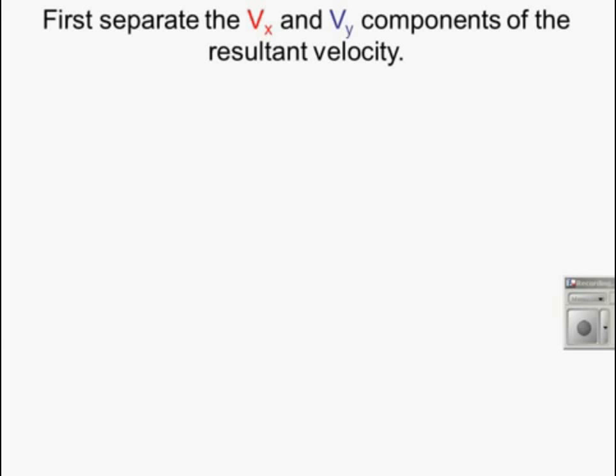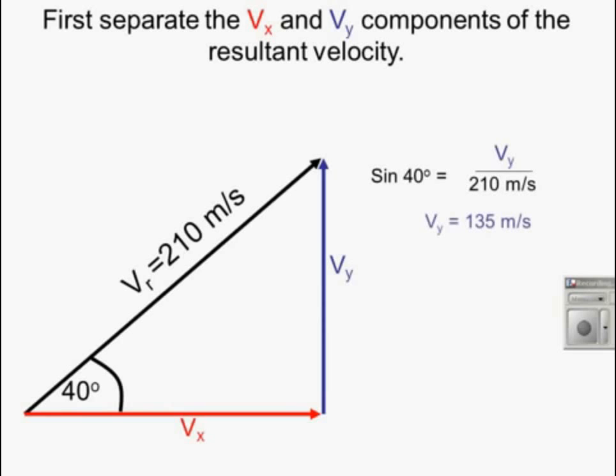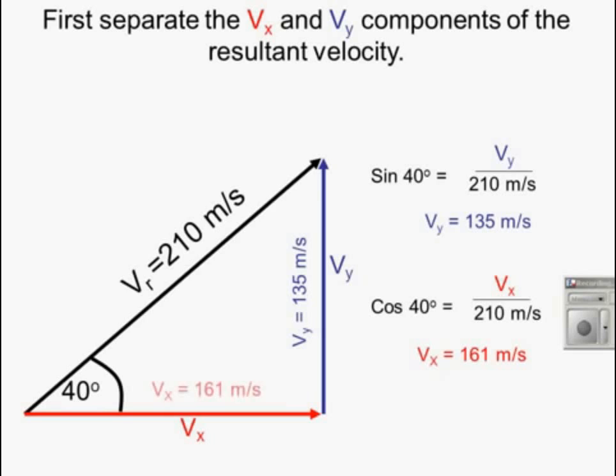First, we have to separate them into their components. So I redraw it as a triangle. The sine of 40 times 210 gives me 135. Cosine of 40 times 210 gives me 161 meters per second, about. That means that ball is moving up with a velocity of 135 meters per second, and it's moving to the right 161 meters per second.